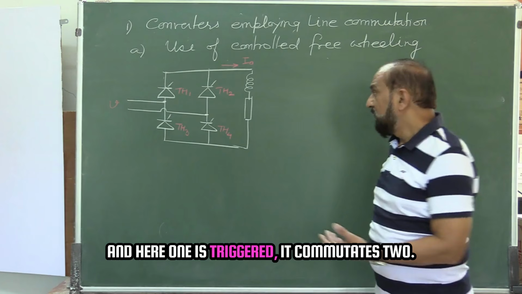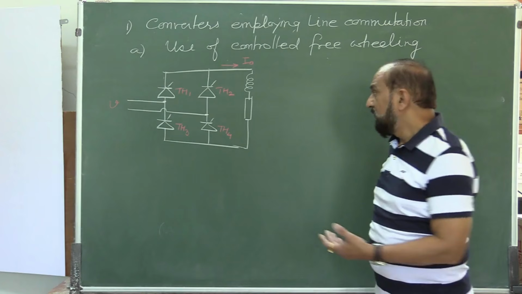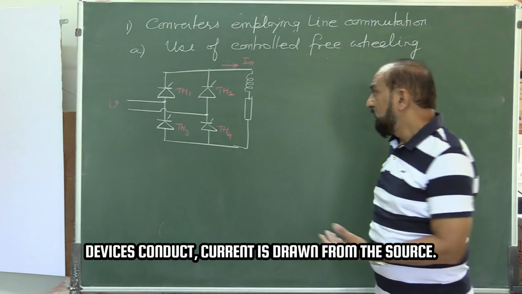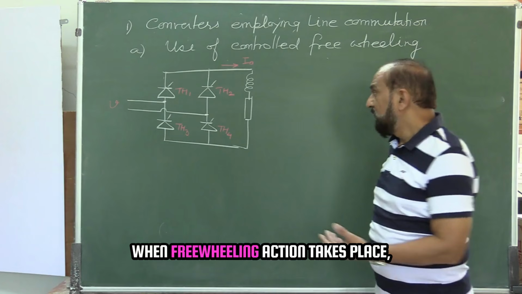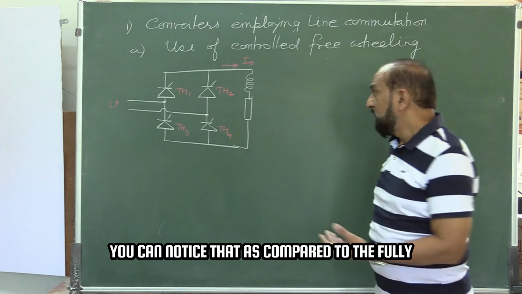2 and 3, till this particular point they conduct together. And here 1 is triggered, it commutates 2. So now 1 and 3 they conduct together. Another freewheeling path is provided. Output voltage is like this, and if you see the input current, whenever the diagonal devices conduct, current is drawn from the source. When freewheeling action takes place, no current is drawn. When these two devices conduct, a reverse current is drawn. You can notice that as compared to the fully controlled converter, the current is like this.